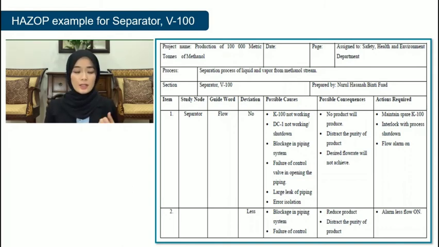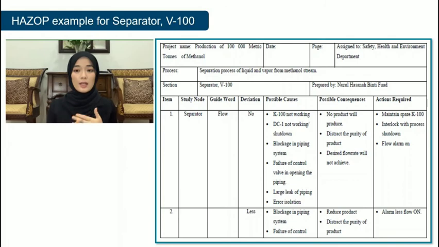Study node, we can see separator, guide word, and then deviation, which in this case, the failure is no flow. And then the possible causes: K100 not working, DC1 not working or shut down. DC1 is the equipment after the separator. And then blockage in piping system, failure of control valve, large leak of piping, error isolation. Possible consequences: no product will be produced, destroyed purity of product, desired flow rate will not be achieved. And then we have action required, which is interlock with process shutdown, flow alarm on.